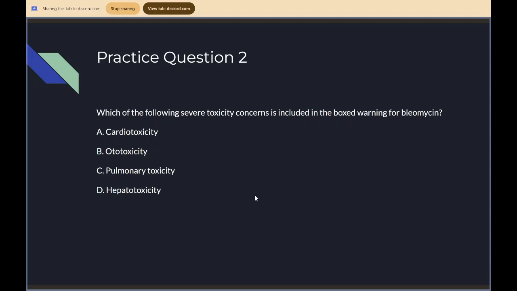All right, very good. It looks like we have a consensus, and the answer is C for chemotherapy. Pulmonary fibrosis is a severe toxicity included in the boxed warning. This is usually not tested, but for your knowledge, there is a lifetime cumulative dose limit for bleomycin of 400 units. All right, great job so far. Now, these are a little easier questions, and as we get through chemo 2, chemo 3, and possibly chemo 4, the questions will get a little more difficult.